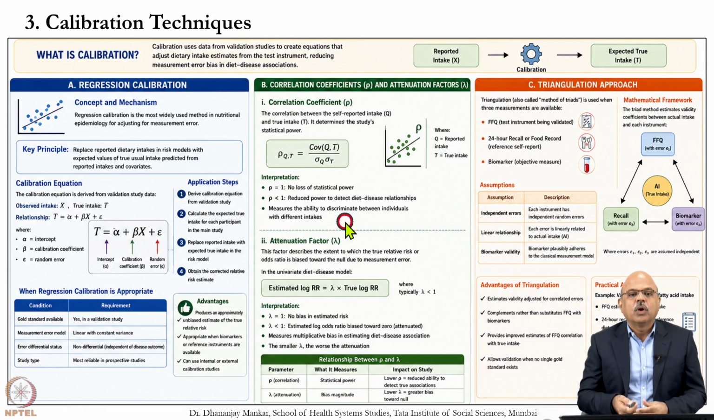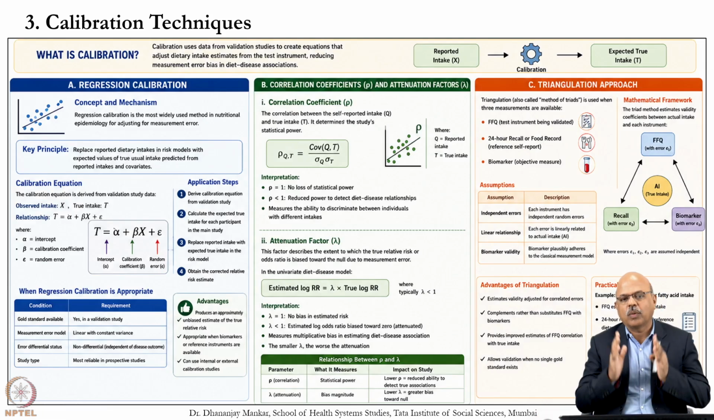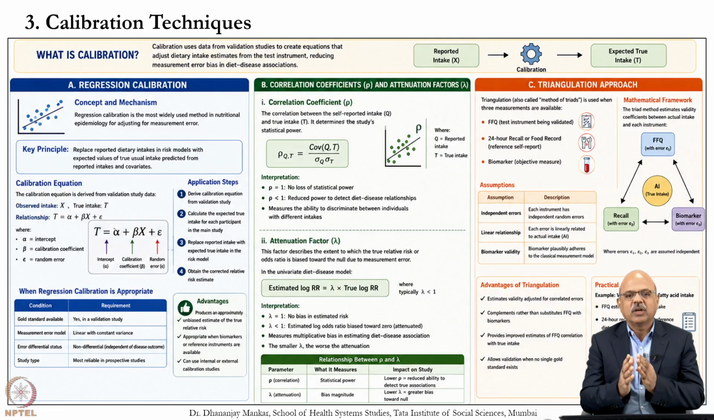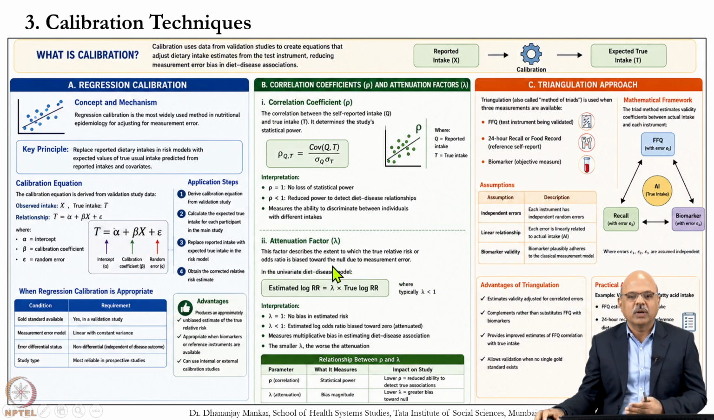Then come the correlation coefficient and the attenuation factors. What is the reason for doing this? The correlation between a self-reported intake, that is from your questionnaire, and the true intake determines the study's statistical power. The attenuation factor describes the extent to which the true relative risk or odds ratio is biased towards the null due to the measurement error.